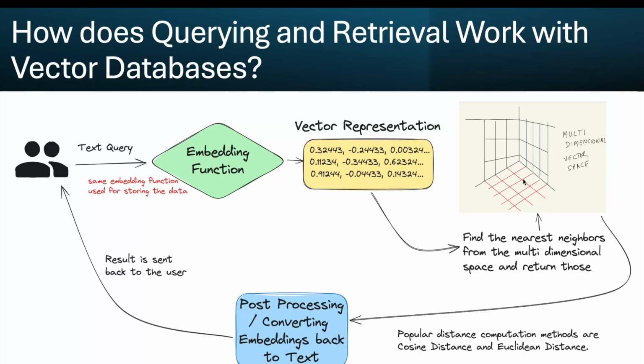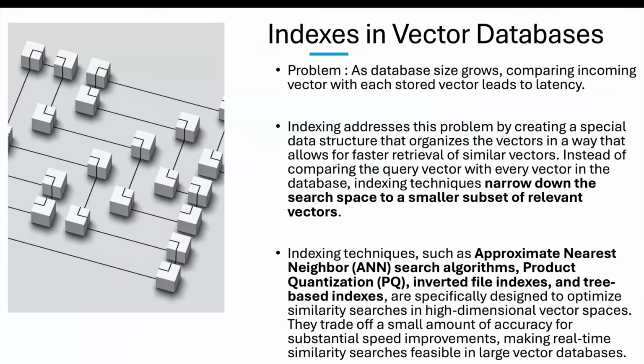And this doesn't augur well as you keep filling in the drawers. If there are infinite drawers and you keep filling them, this doesn't seem to augur well with latency. So how do you store data such that, as the database size grows, comparing an incoming vector with each stored vector does not lead to latency? The question to ask is, do you even need to compare each vector with every other vector, right? Indexing generally addresses this problem by creating a special data structure that organizes the vectors in a way that allows for faster retrieval of similar vectors.